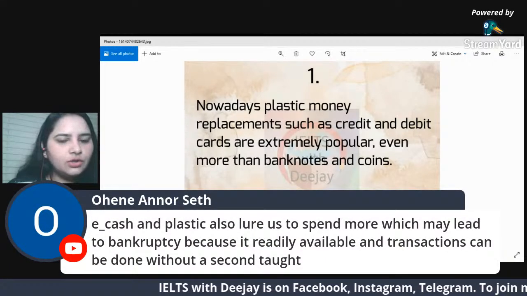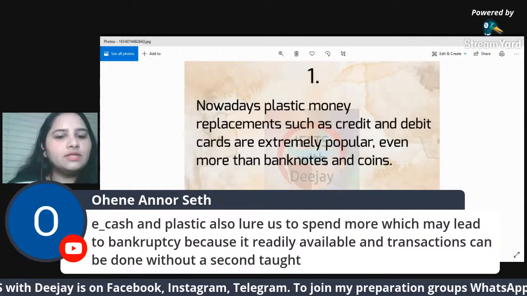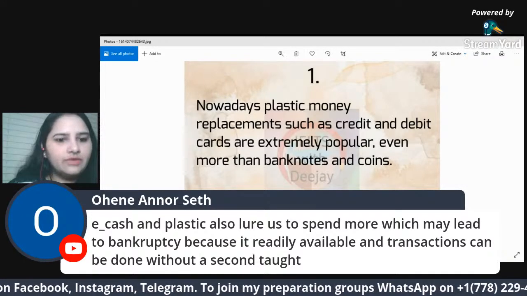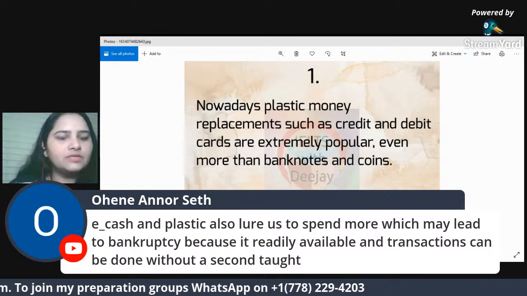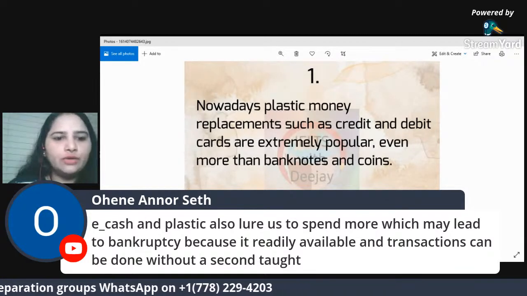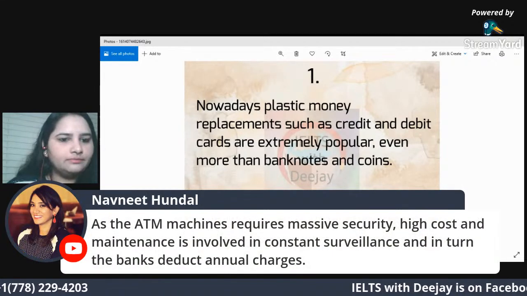E-cash and plastic also lure us to spend more, which may lead to bankruptcy because it is readily available and transactions can be done without a second thought. Spelling of thought, you're writing thought. Okay.